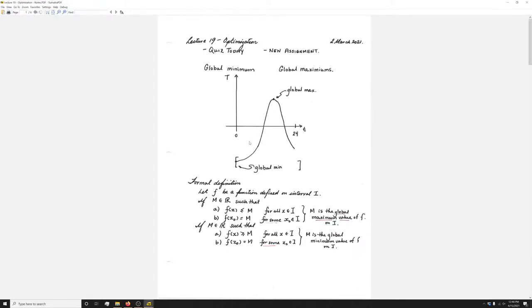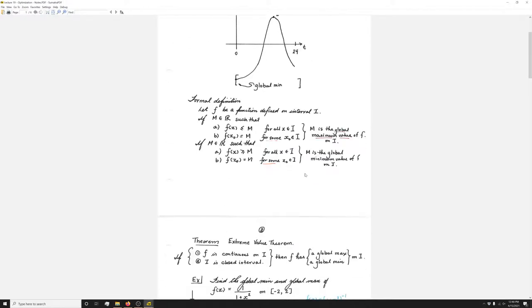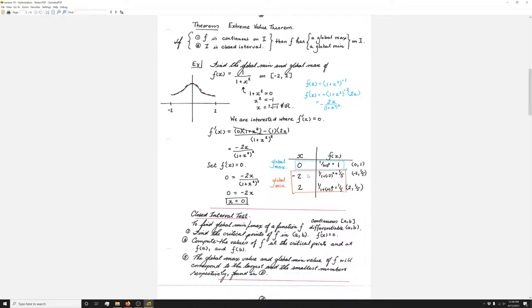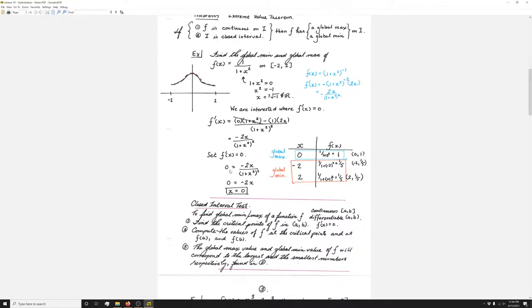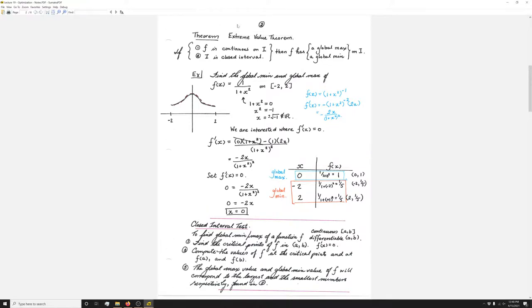The other optimization problem that we had done, again, this was dealing with finding the global maximum and the global minimum. Again, this was the extreme value theorem that we needed. If we have a closed interval, then there must be a global maximum and a global minimum of that function.